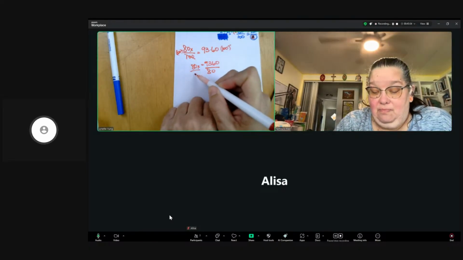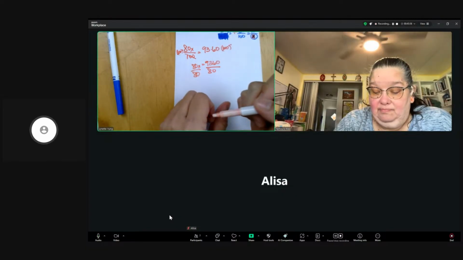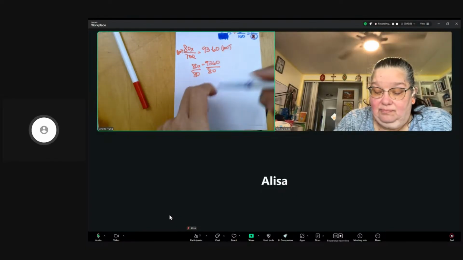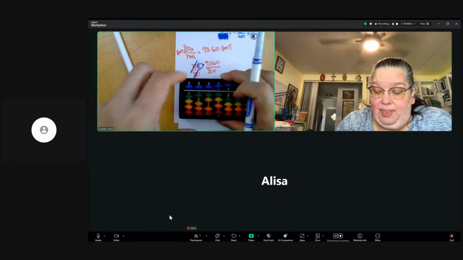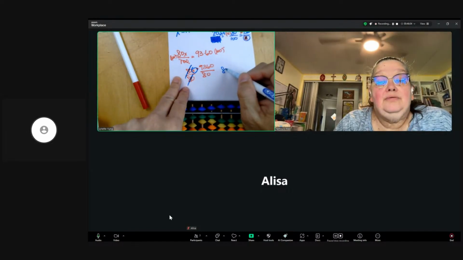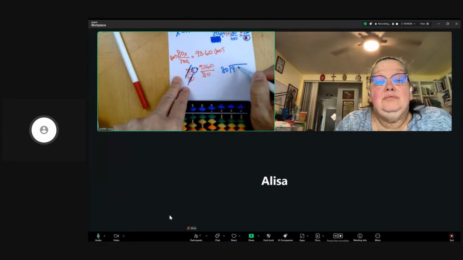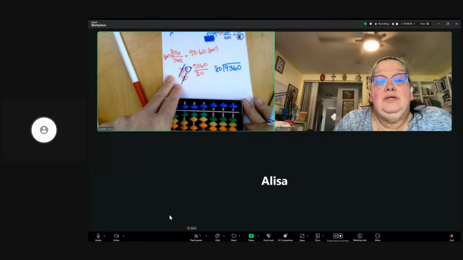Exactly, because we need to isolate the variable. We need to isolate this x. So there's my 8. And so now if I rewrite it, 80 divided by 36, right?